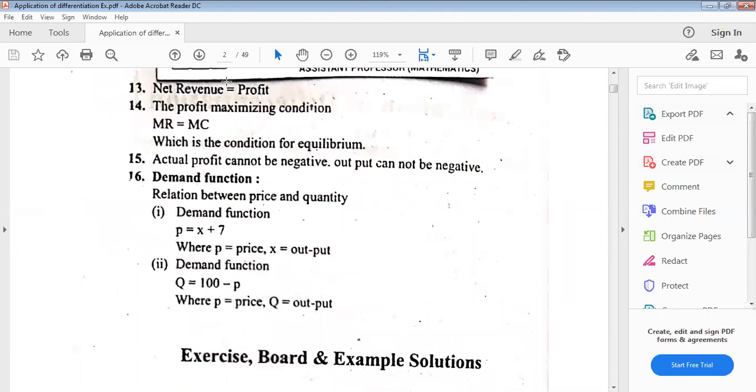Now net revenue equals profit. Remember it. Net revenue means profit. We have to remember this. And the profit maximization condition and minimization condition, of course, we know from the first lecture.